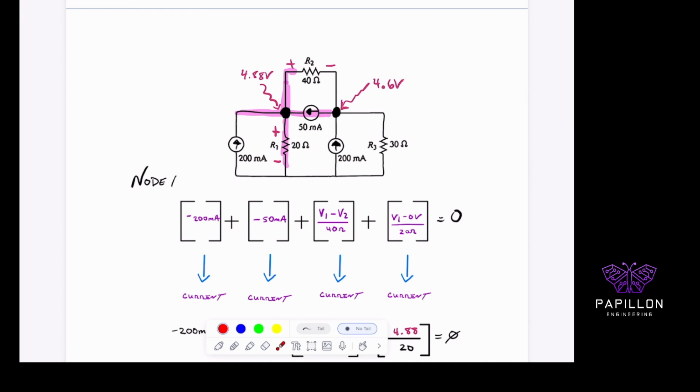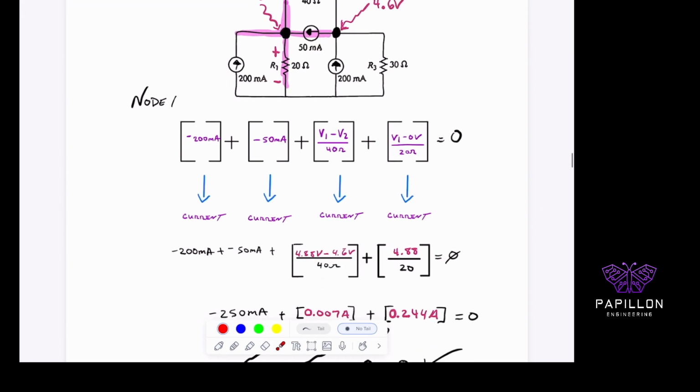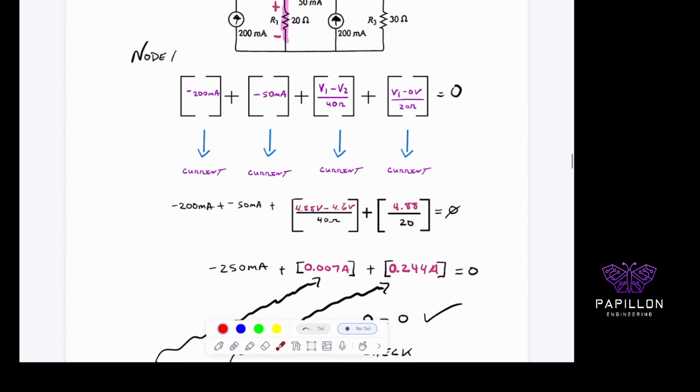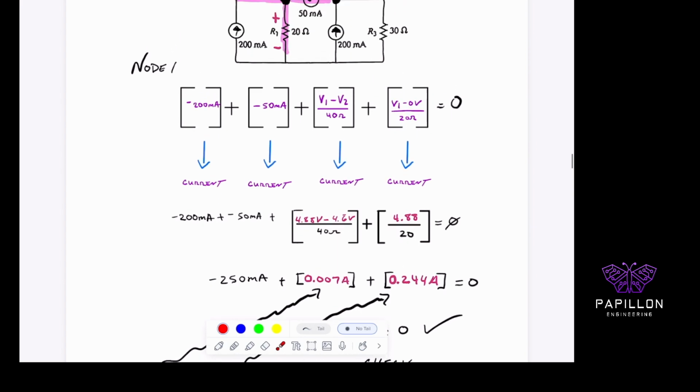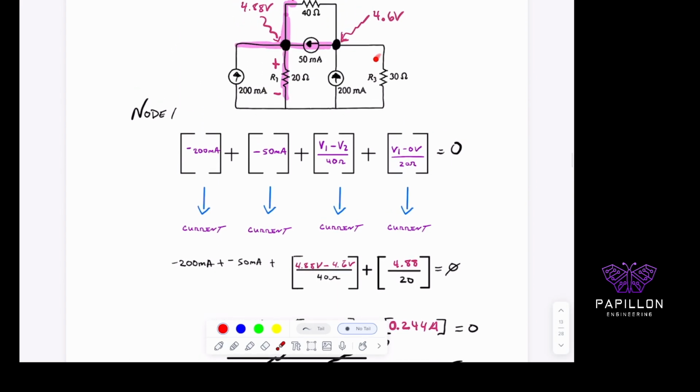So if I wanted to know how much current is going through the 40 ohm resistor, I'm going to take the 4.88, subtract from it the 4.6 repeating, all over 40 ohms. It tells me that the current going through that top branch is 0.007 amps, or 7 milliamps, going through that branch.